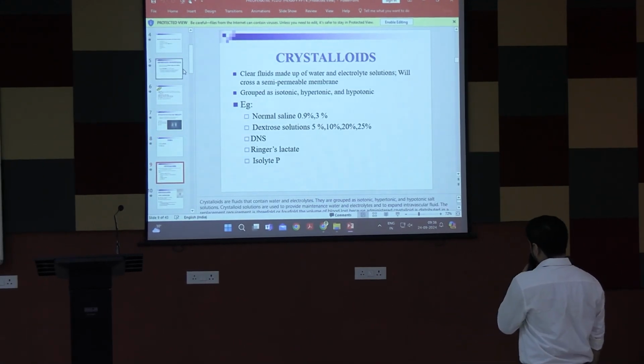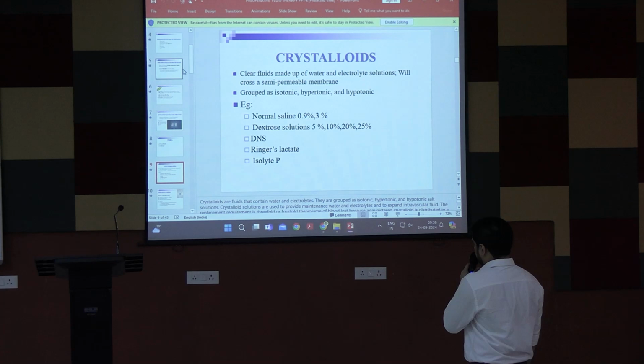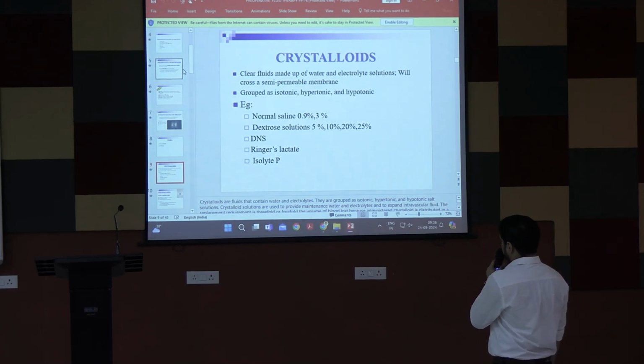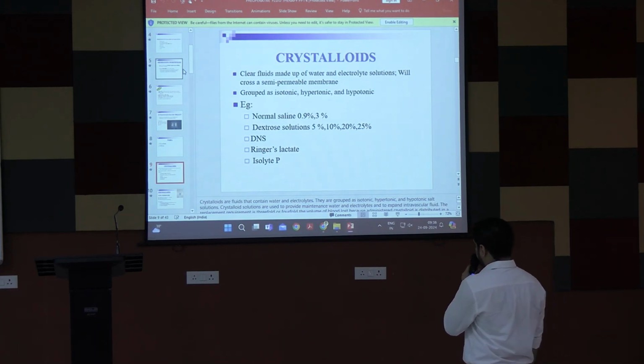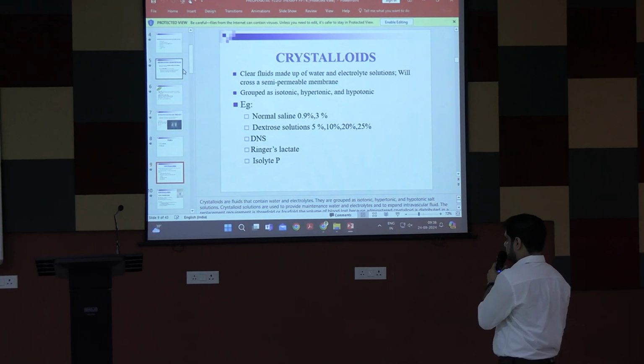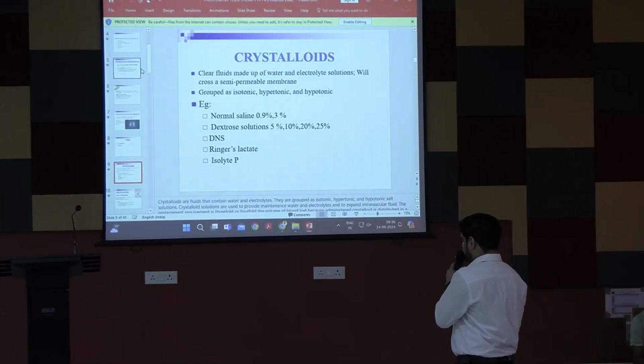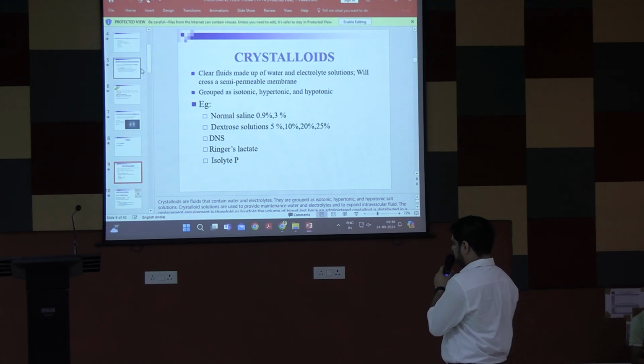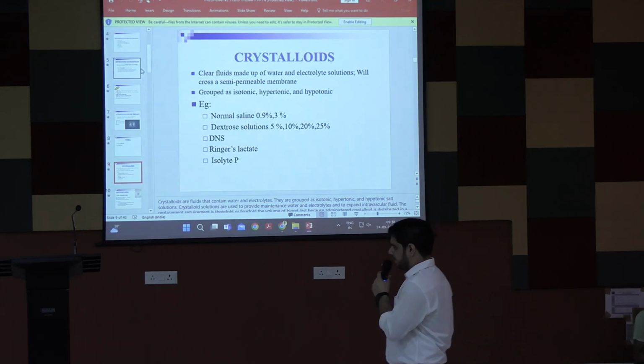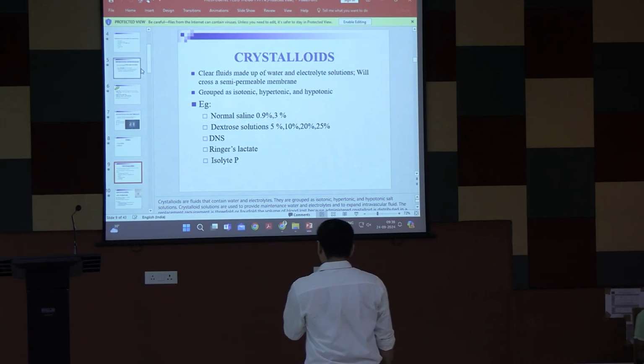Crystalloids: clear fluid made up of water and electrolyte solution, will cross a semi-permeable membrane. Grouped as isotonic, hypertonic and hypotonic. Examples: normal saline 0.9%, 3%, dextrose solution 5%, 10%, 20%, 25%, DNS, dextrose normal saline, Ringer lactate, Isolyte P.